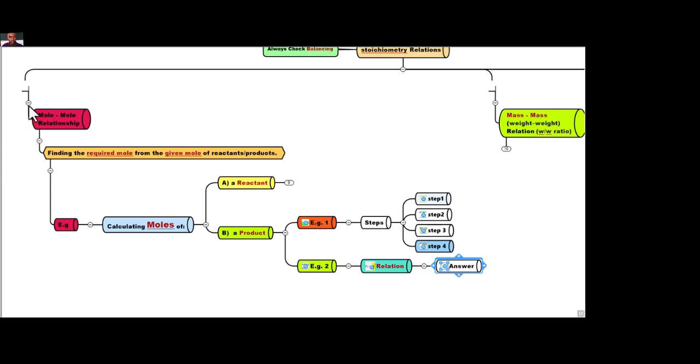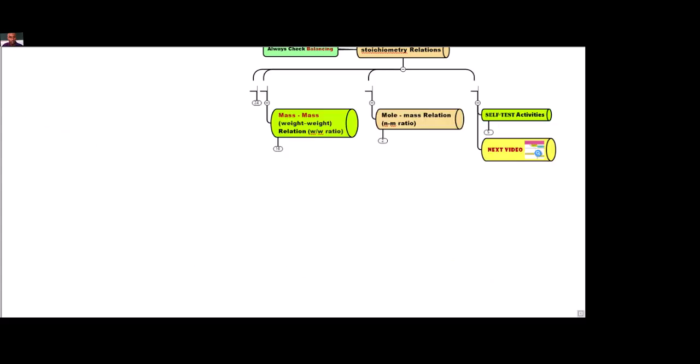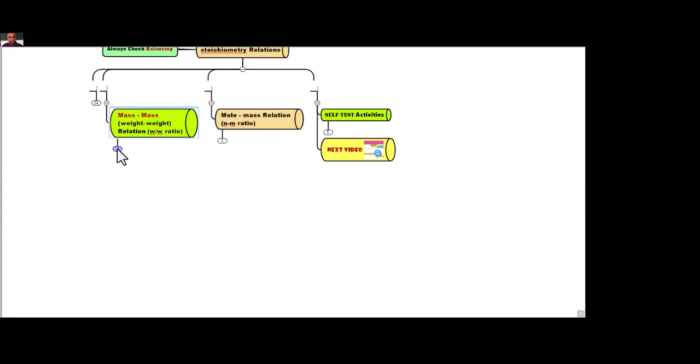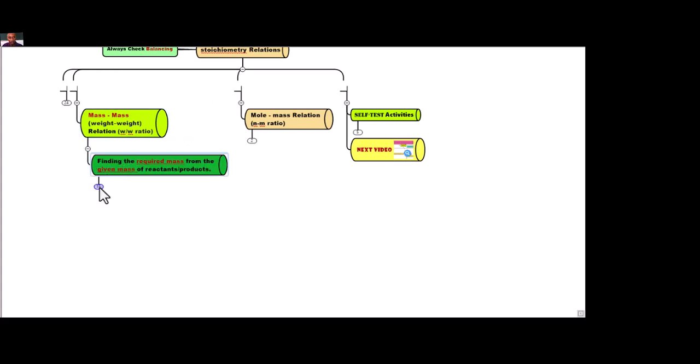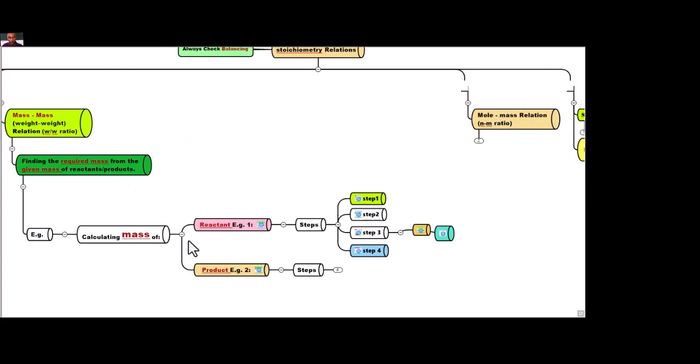And another is the mass relation. This mass relation is a relation in which you are asked to calculate the mass of the product or the reactant from the given mass. Example, calculating the mass of the reactant.